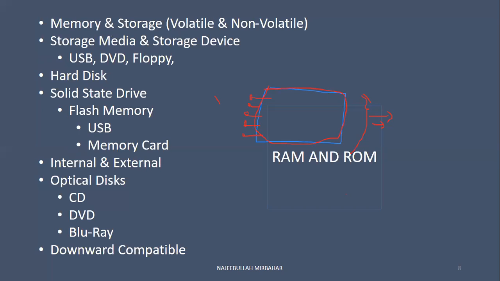Okay, memory and storage. Basically, memory contains electronic components that contain some instructions that are to be executed in upcoming time, while storage refers to permanently stored files that are stored in your computer.